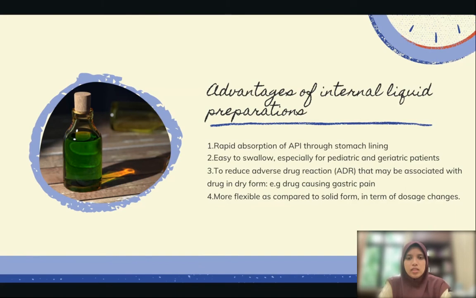Number 4 is liquid preparation is more flexible as compared to solid form, especially in terms of dosage change. So as an example, if you have a tablet that contains 500 milligram of paracetamol, it's difficult for you to cut or to get only 200 milligram from the tablet. But this is much easier if we use liquid preparation, because we can adjust the amount of drug that is to be given to the patient based on the volume of the preparation.